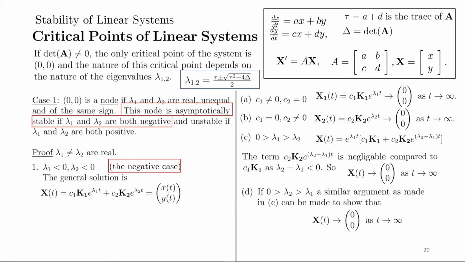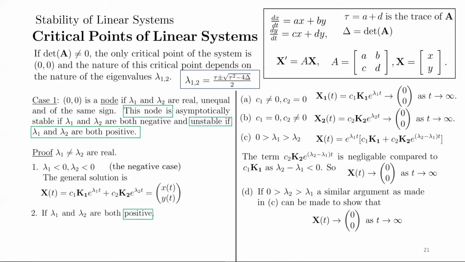So the key point is, if lambda 1 and lambda 2 are real, unequal, and negative, then we have an asymptotically stable node. However, if they're both positive, so if our eigenvalues are both positive now, then we have an unstable node.